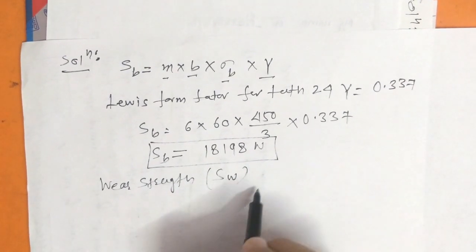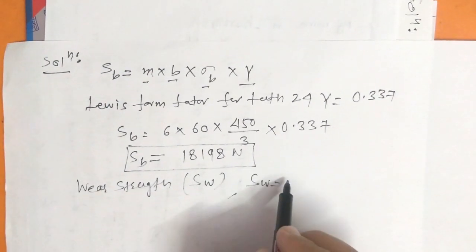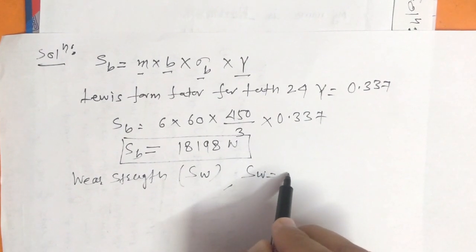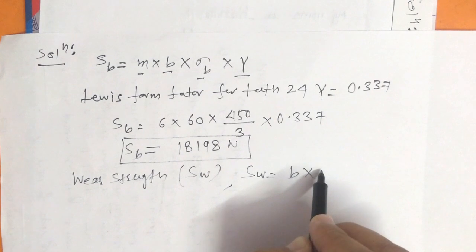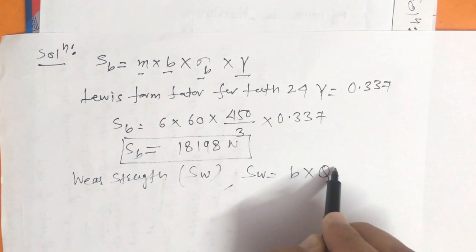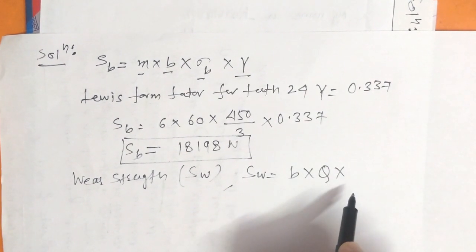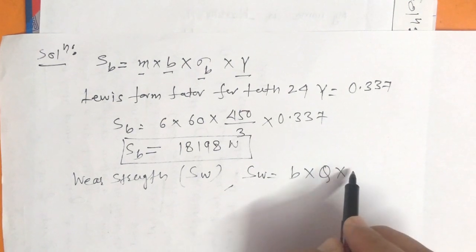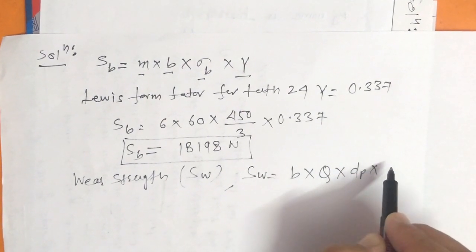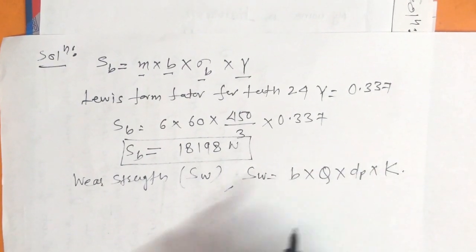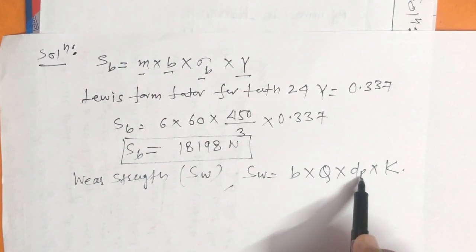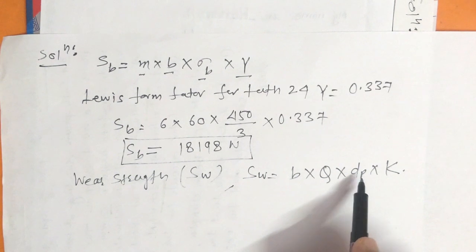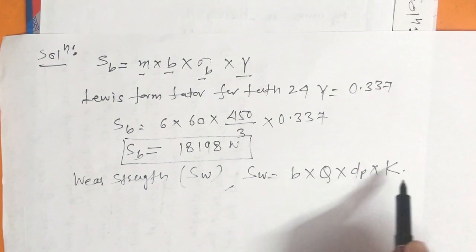Next we need to calculate wear strength, SW. So SW is given by a formula, face width multiplied by ratio factor Q multiplied by dP multiplied by stress factor capital K. So B is known to us. dP we can calculate using module and number of teeth. So we need to calculate Q and K.